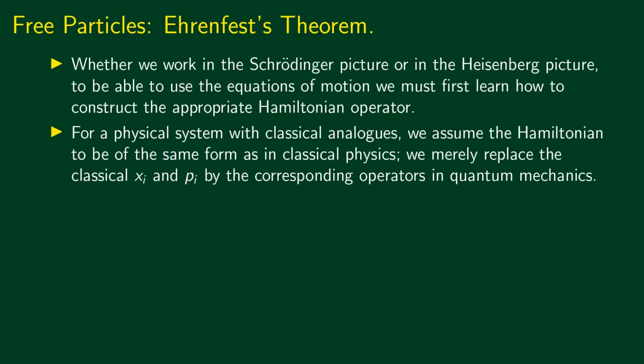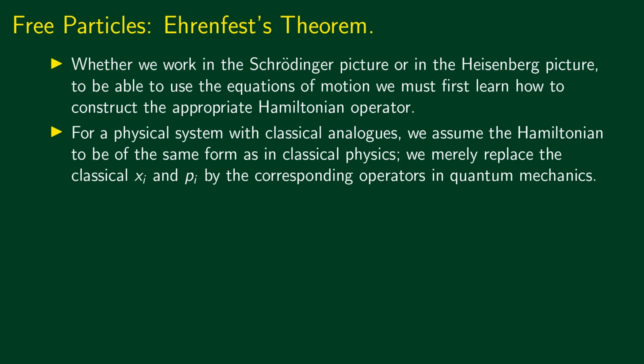We have already learned different ways of describing time evolution in quantum mechanics. We can either work in the Schrödinger picture, in which the state gets evolved in time, or in the Heisenberg picture, in which the operators change with time. But in both cases, to be able to use the time evolution equations or the equations of motion, we must first learn how to construct the appropriate Hamiltonian operator.